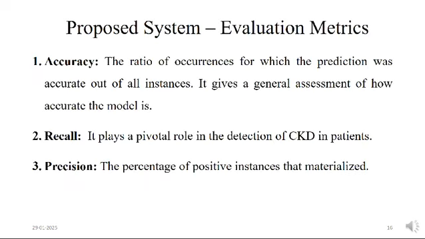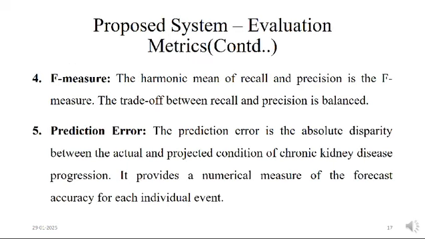So the proposed system will give the evaluation metrics. It will give us the accuracy, the ratio of the occurrences for which the prediction was accurate out of all the instances. It gives a general assessment of how accurate the model is. And it will recall the history of the patients, and it will give the precision of the positive instances that are realized, and the F-measure, the harmonic mean of recall and precision, and the prediction of the error. It predicts the absolute disparity between the actual and the projected condition of the chronic kidney disease progression.